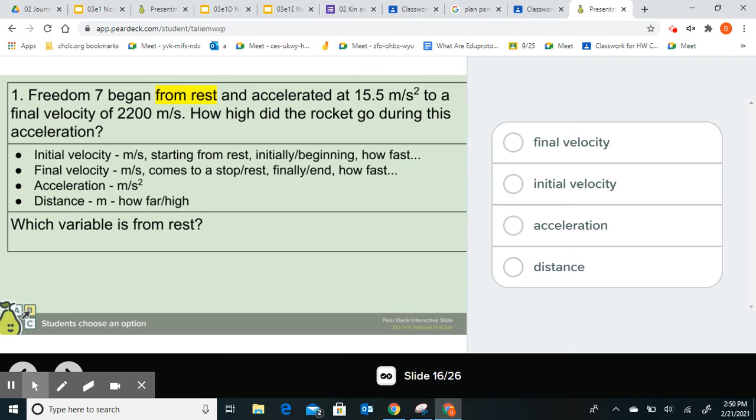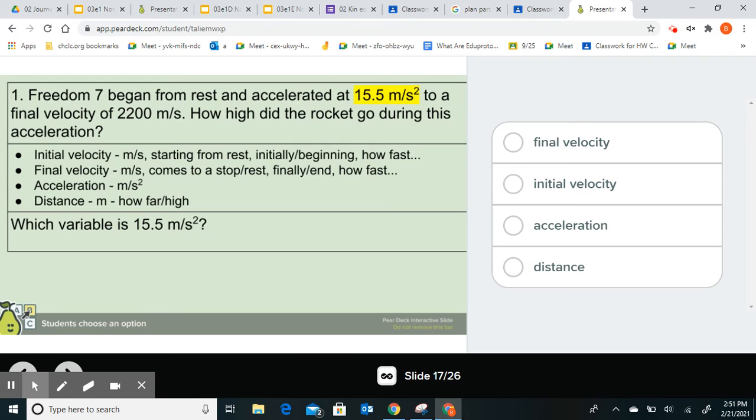Okay, so Freedom 7 began from rest. We need to figure out what from rest means. This question is talking about phase 1, where it's sitting on the launch pad and then accelerating up to its final velocity. So for this one, our initial velocity is from rest.